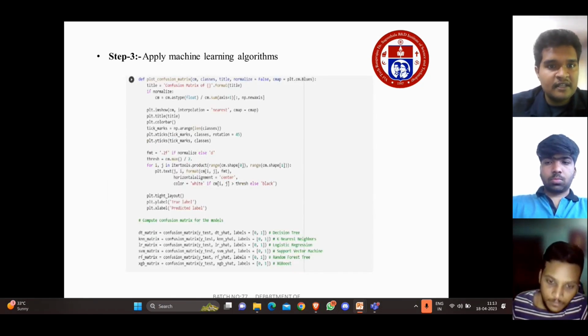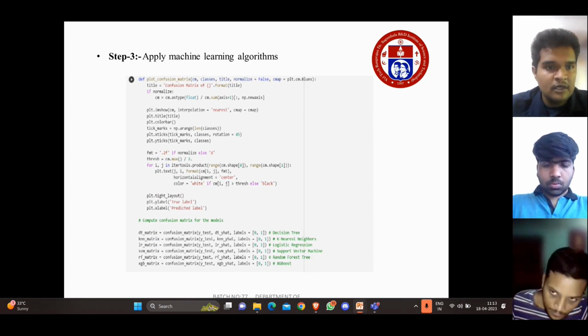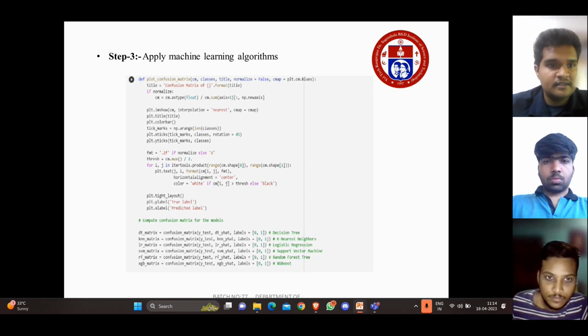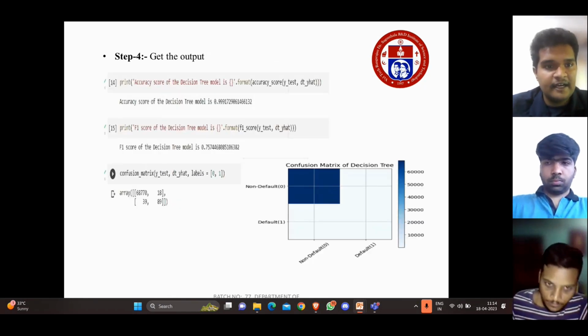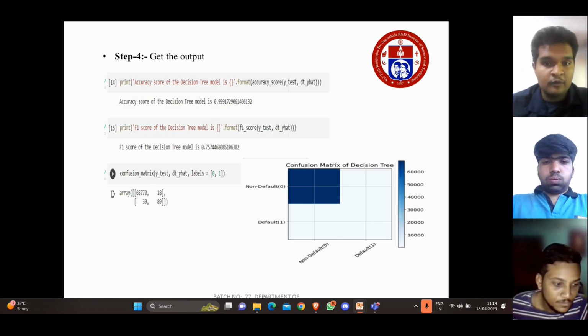Next is the machine learning algorithm, using some of the main algorithms, and we apply the process. After that, we'll be applying these machine learning algorithms. Next slide, please. After processing the data and using the machine learning algorithms, we get an output in the form of a graphical representation. As you can see, there's a confusion matrix of a decision tree, where we got the output from the given data set.